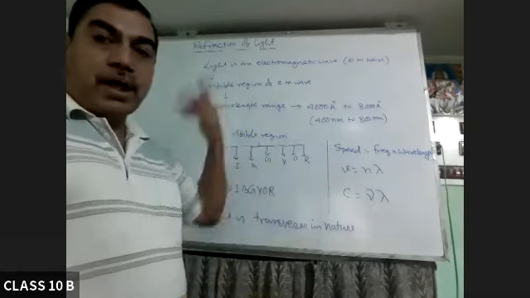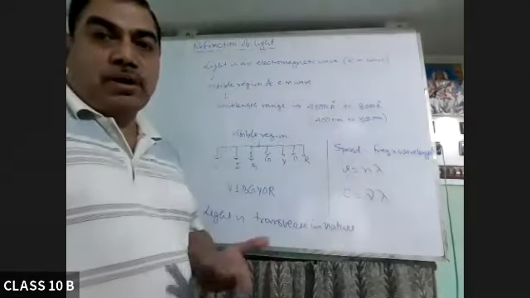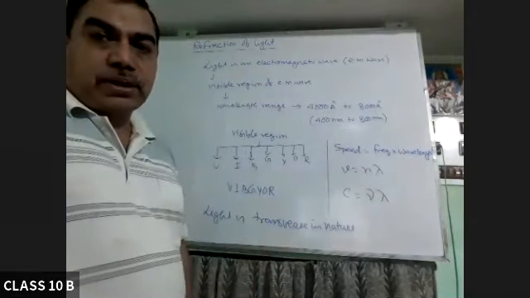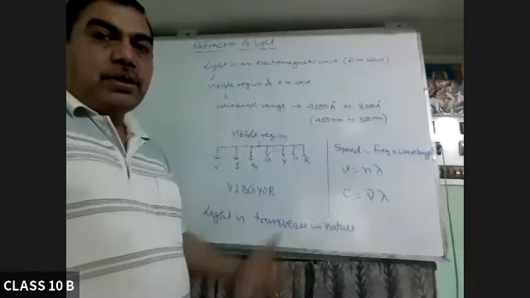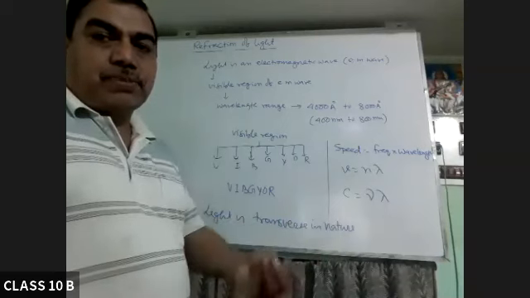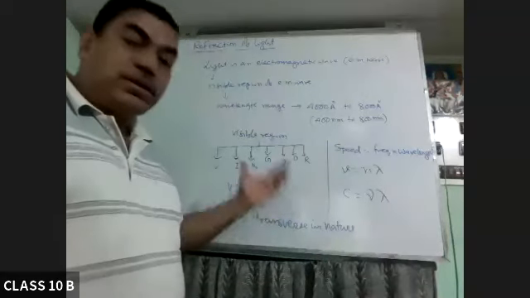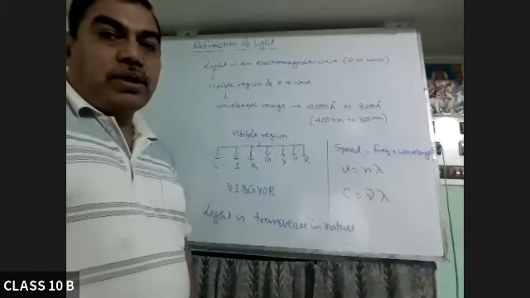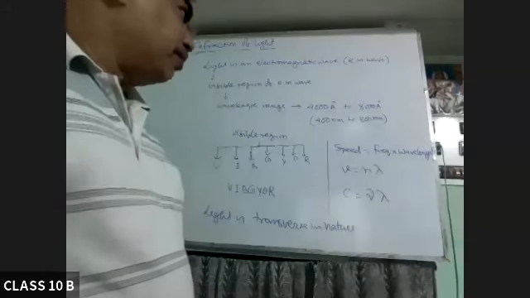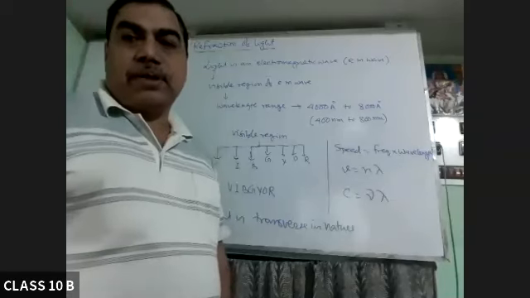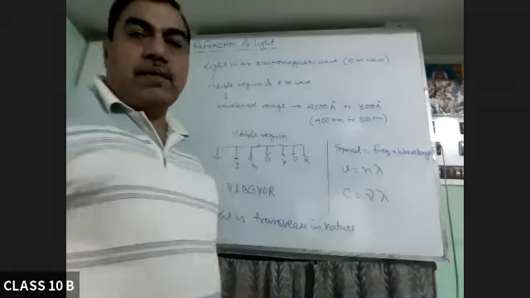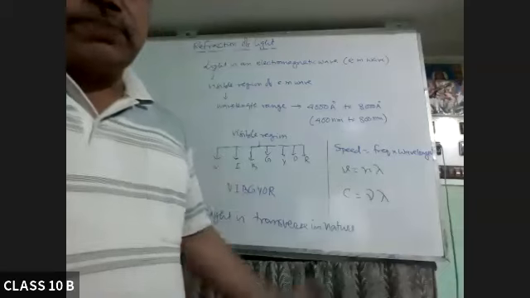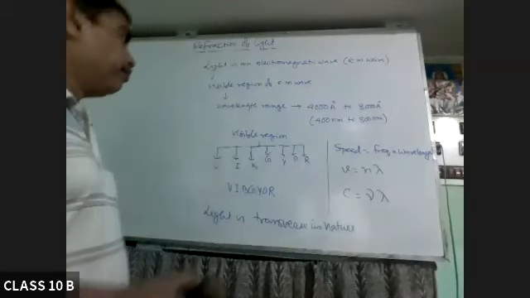Its speed is very high. The speed of sound in air is approximately 330 meters per second. In steel, nearly 5,000 meters per second. Whereas the speed of light in vacuum or in air is how much? 3 into 10 to the power 8 meters per second, or 3 lakh kilometers per second. So in 1 second, it can travel 3 lakh kilometers. So its speed is tremendous.